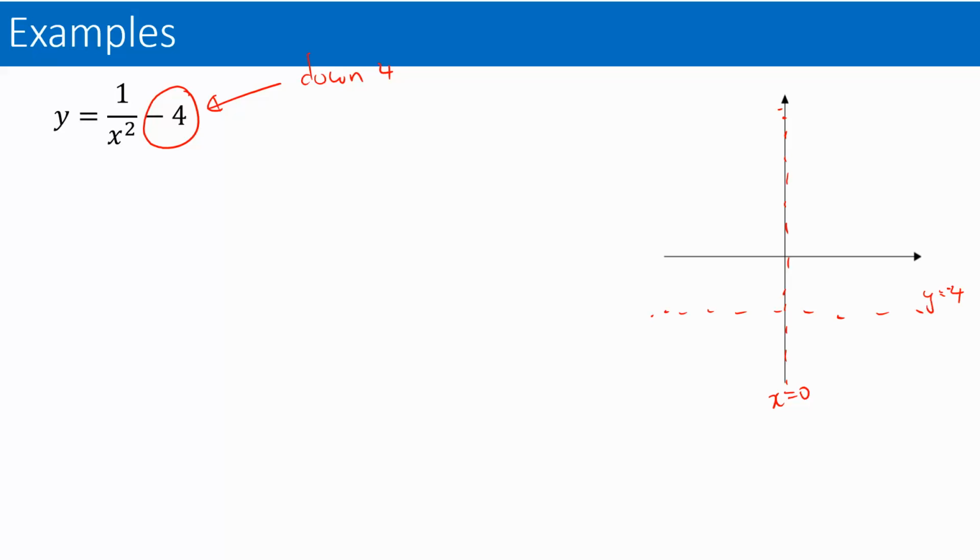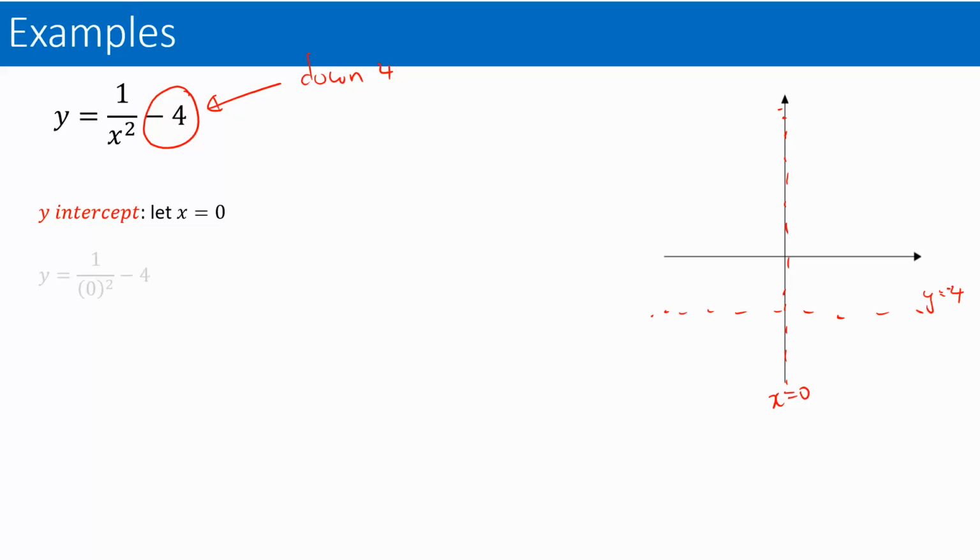Now, what you need is your x-intercept and y-intercepts. How do I find my y-intercept? What do you do to find your y-intercept? Let x equal to 0. So that's what I'm going to do. Copy this down. Here we go. Y-intercept. Let x equal to 0. This is my equation. I'm going to let x equal to 0.